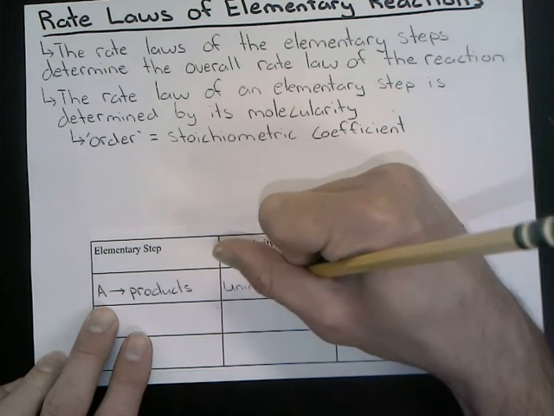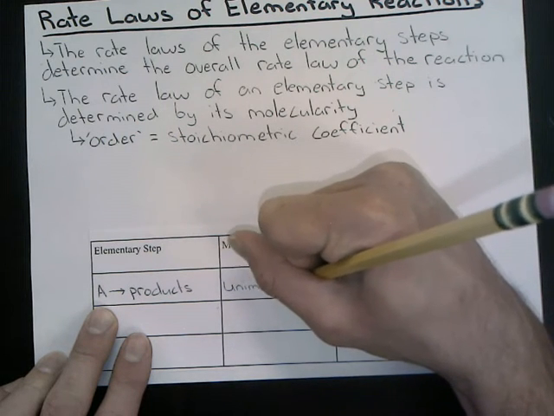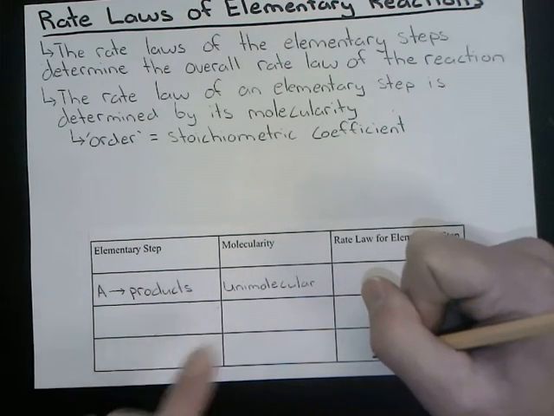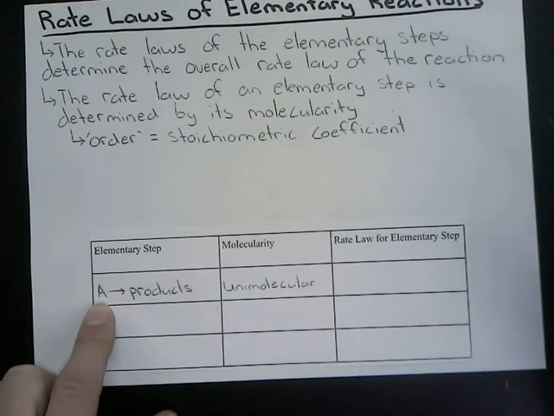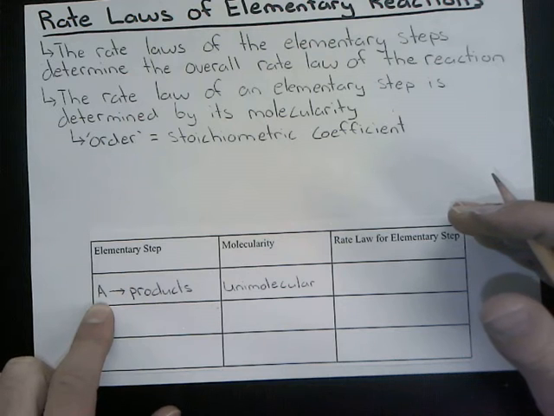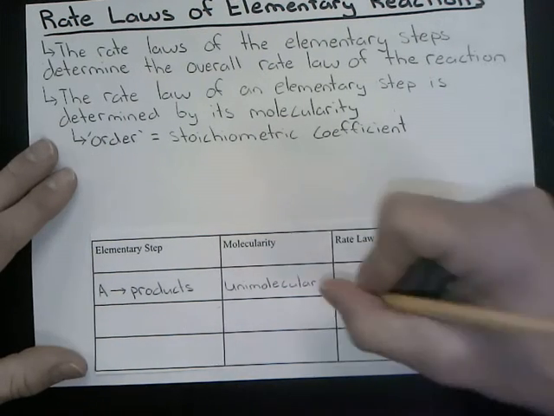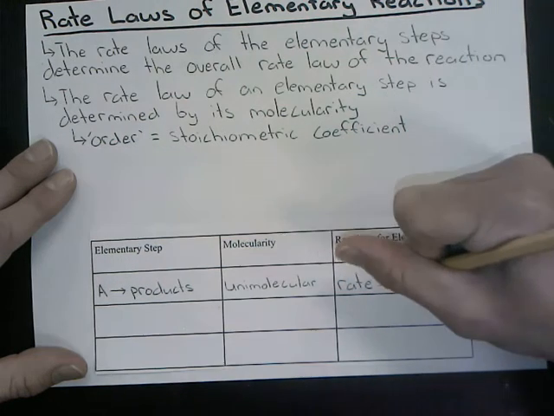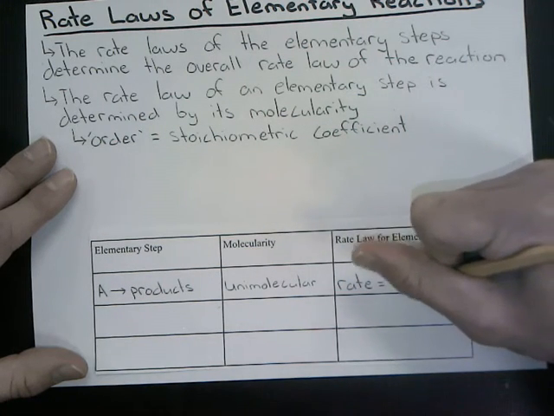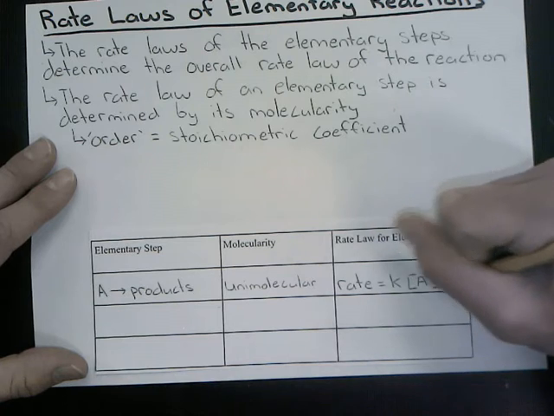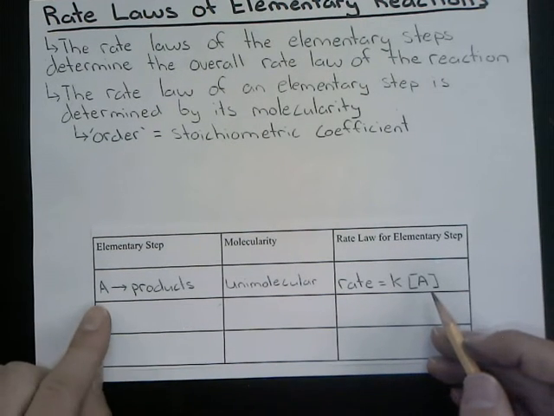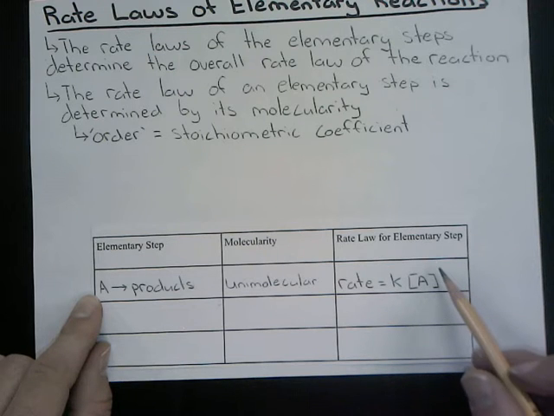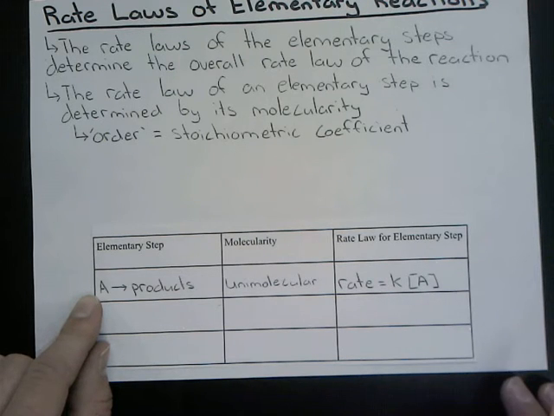If you look back on the previous page of notes, you'll see that unimolecular means we only have one reactant. The rate law for this elementary step would be as follows. You'd have the rate equal to the rate constant k times the concentration of our reactant raised to the coefficient. We have a coefficient of 1, so we leave it as is.